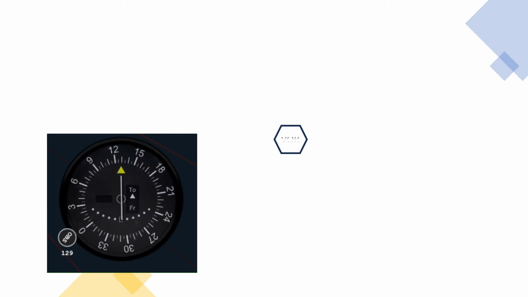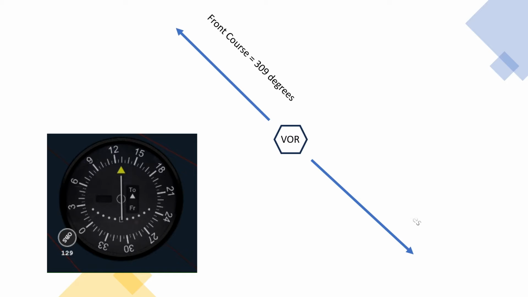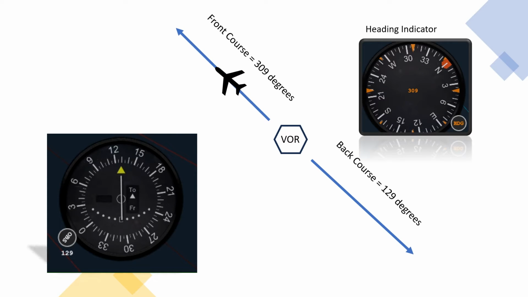Let's see what happens when we turn the OBS knob to the back course of 129 degrees. You can see the CDI needle is centered on a heading of 129 degrees. Notice how our CDI needle is centered when we turn the OBS knob to a heading of 129 degrees. The TO/FROM indicator flag shows a TO indication when the OBS knob is turned to a heading of 129 degrees and our aircraft is positioned as shown to the northwest of the VOR.